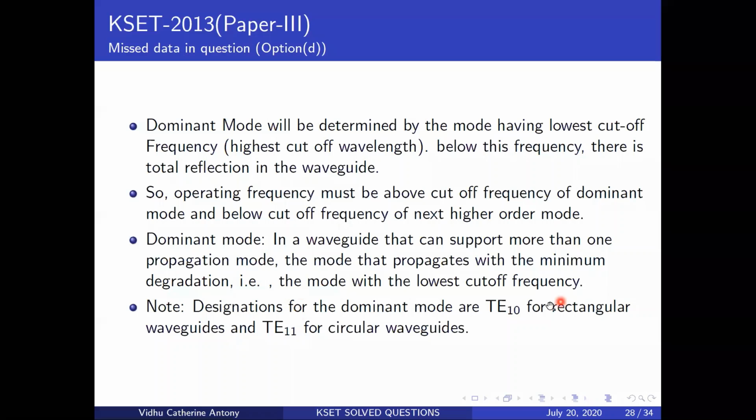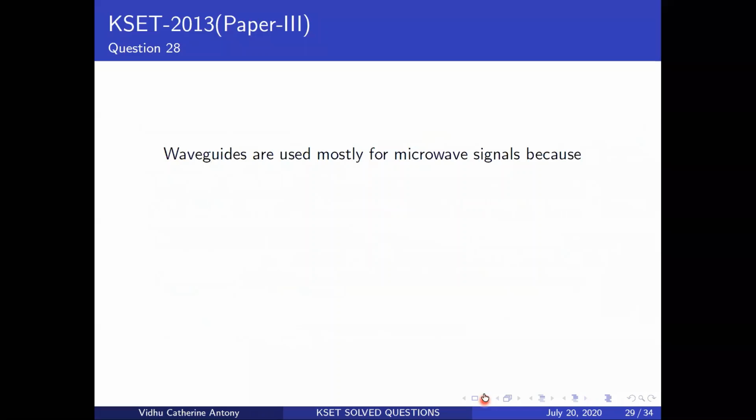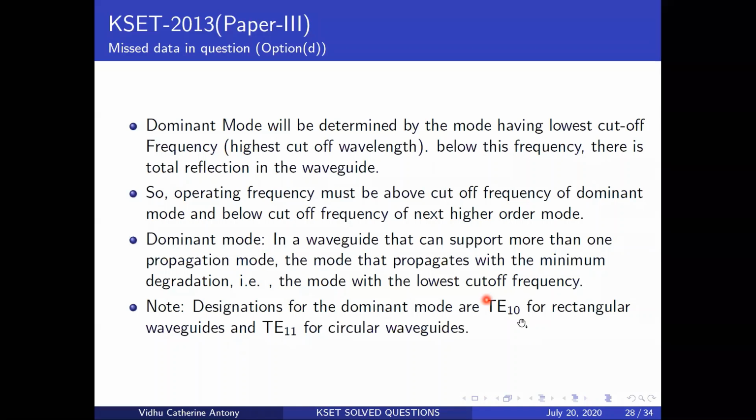Now the designations here are TE10. In your syllabus you have a rectangular waveguide. Circular waveguides are not given to you, so probably just stick with rectangular waveguides. You don't have to go on to circular waveguides. We'll see as time passes. If that's required, I'll explain it to you. So this is the idea.